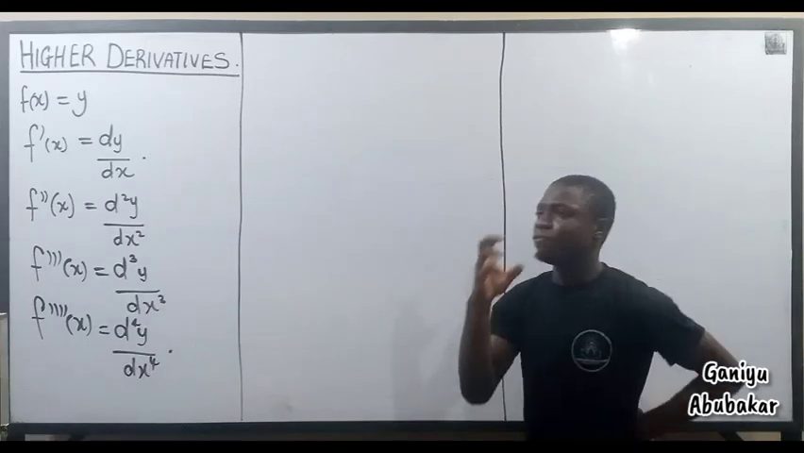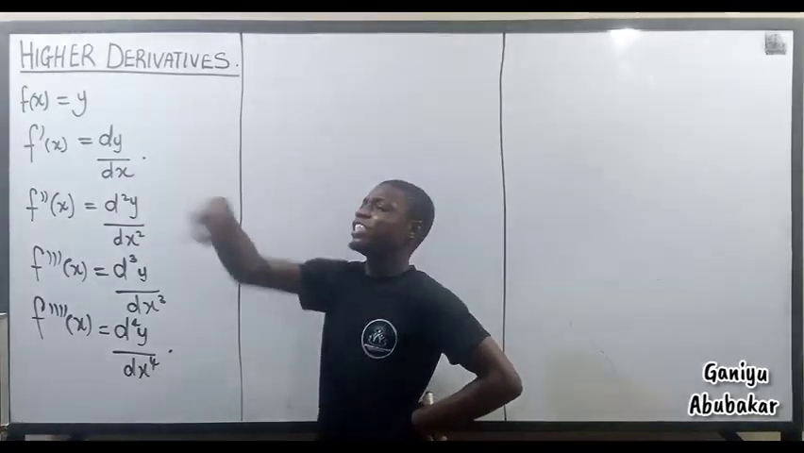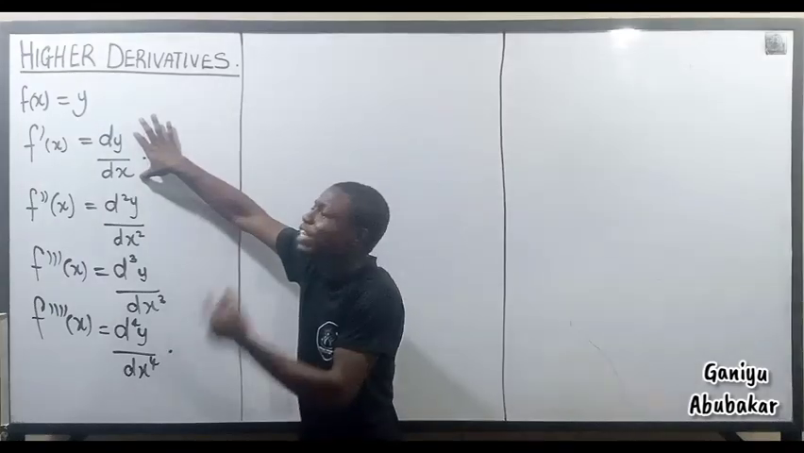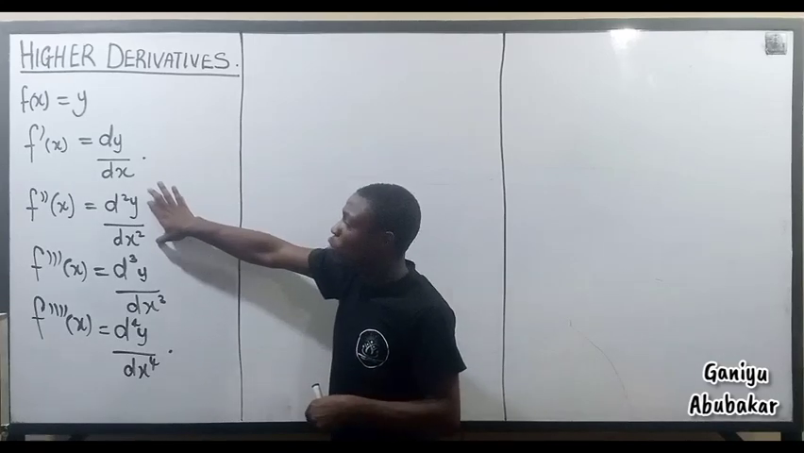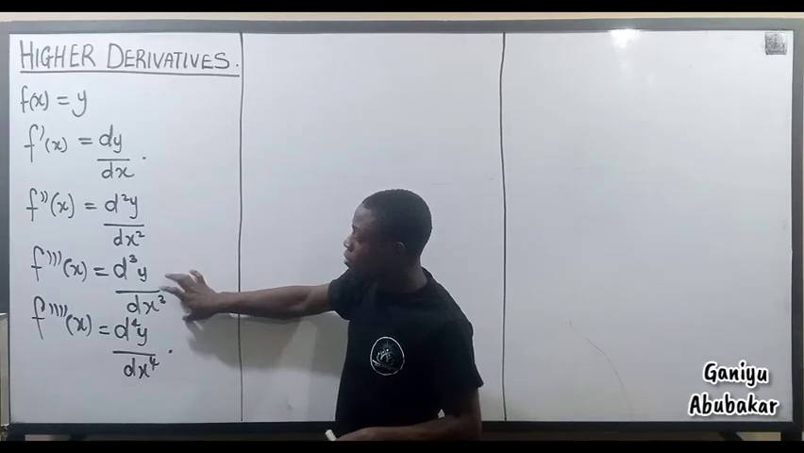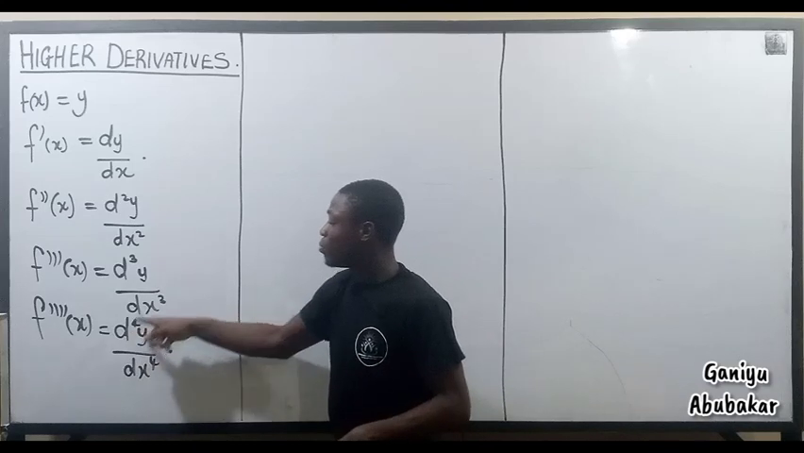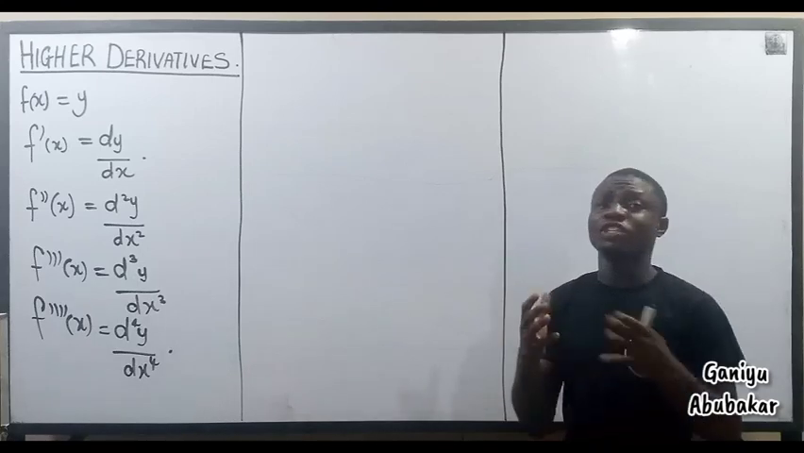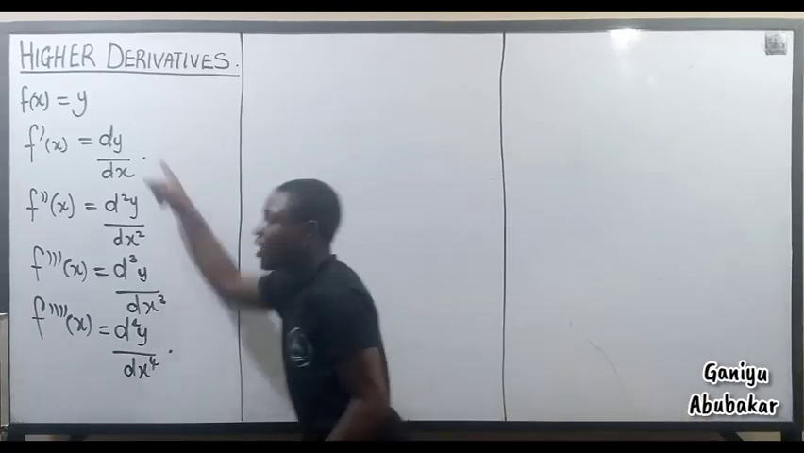So note that if I'm given a function, for instance y is equal to something, and I differentiate it, I'll have dy over dx as my first derivative. If I differentiate dy over dx, it becomes d squared y over dx squared. If I differentiate that, I'll have d cubed y over dx cubed. Finally, if I differentiate that term again, I'll have d to the power 4 y over dx to the power 4.